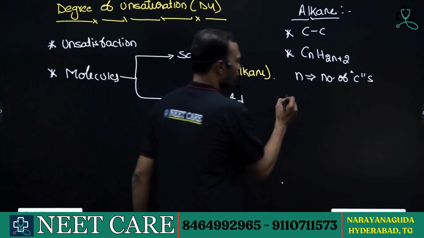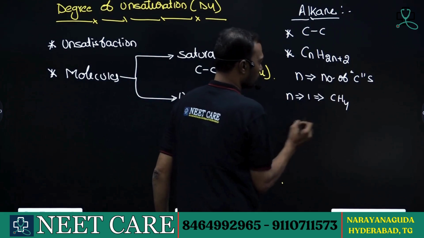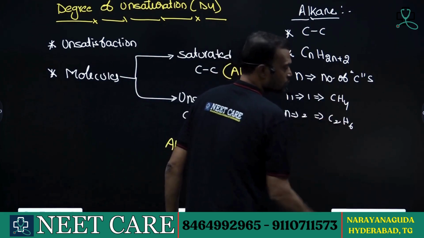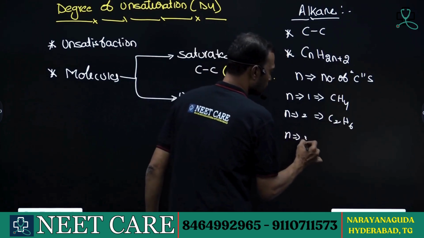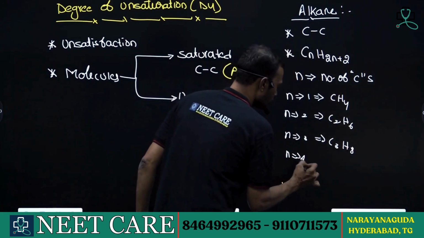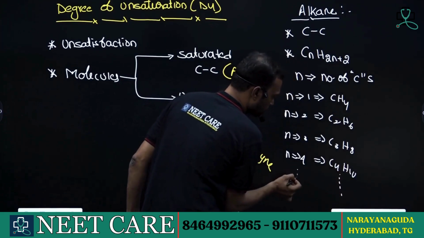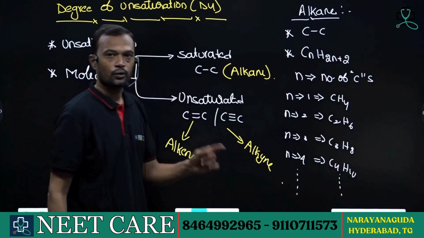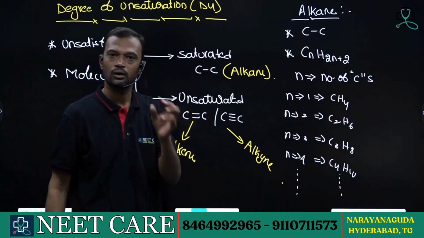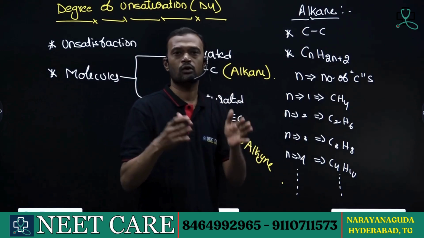Suppose, if I write n is equal to 1, you may expect CH4, carbon and hydrogen. n is equal to 2, then you'll expect C2H6. n is equal to 3, then this is C3 and this is H8. n is equal to 4, C4H10, etc. So like that, if you keep on increasing the number n, you will get a hydrocarbon which is said to be a saturate. Saturate is nothing but carbon having only single bonds. Those molecules are highly stable. They won't be involved in any chemical reaction.